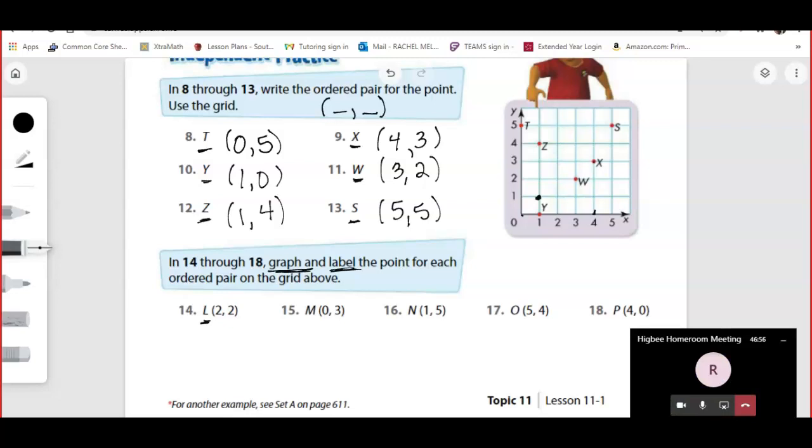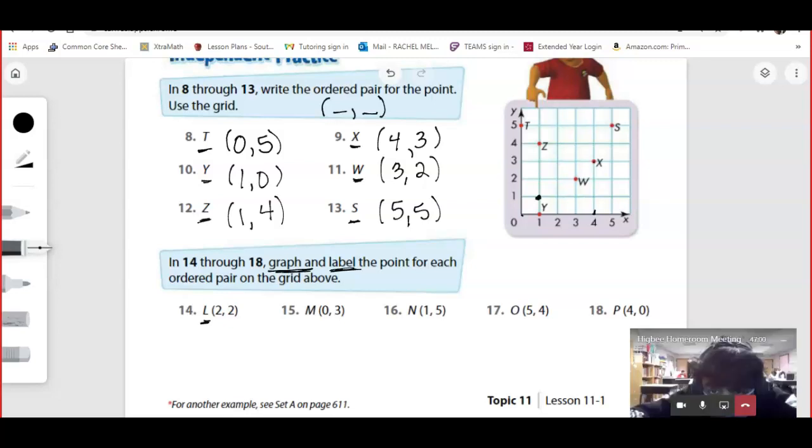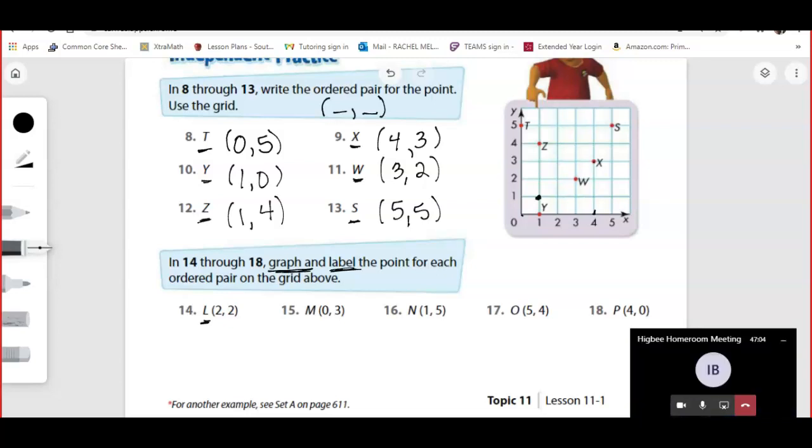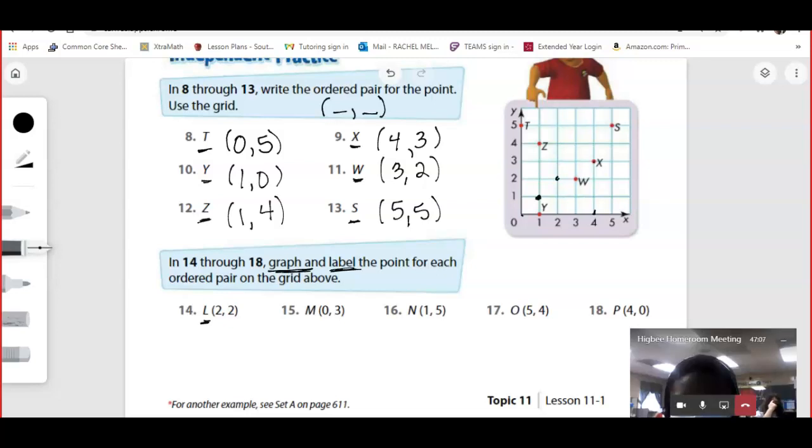Israel, tell me how to get to L. I'm going to start at the origin, and what should I do? Move over 2 and go up 2. Move over 2 and go up 2. So what do I label this? L. Okay, very good.